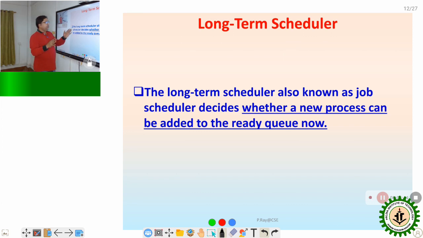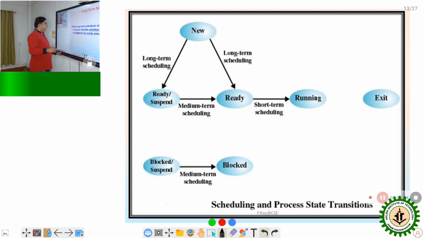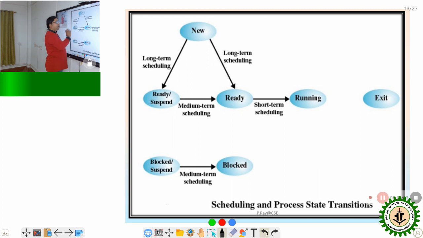So the definition of the long-term scheduler, also known as the job scheduler: it decides whether a new process can be added to the ready queue now. So this is the main point. The new process is assigned to the ready state. Okay, these are the cases of the long-term scheduler.